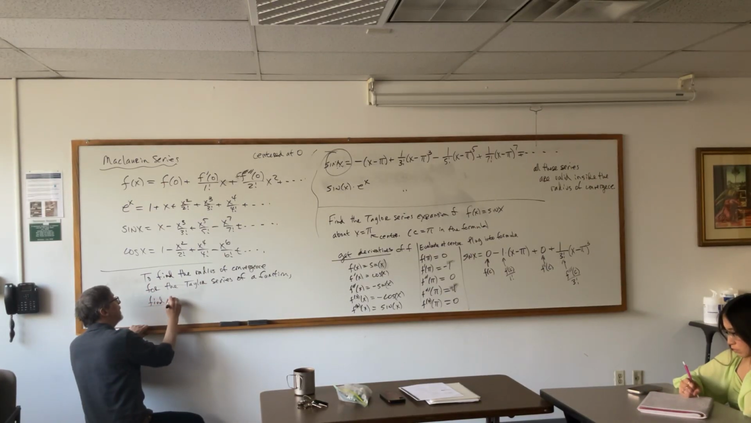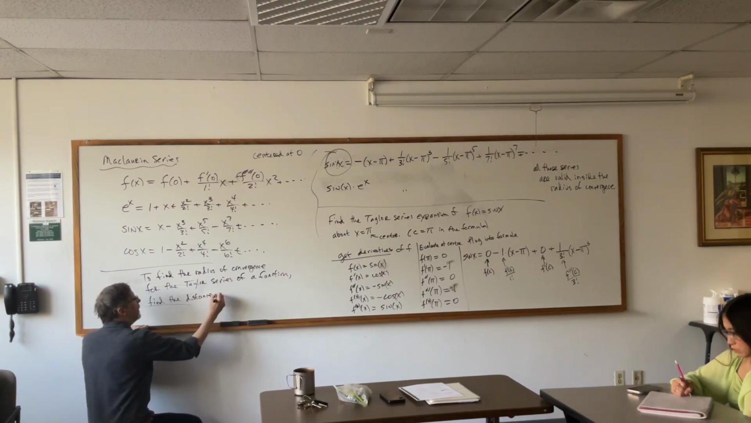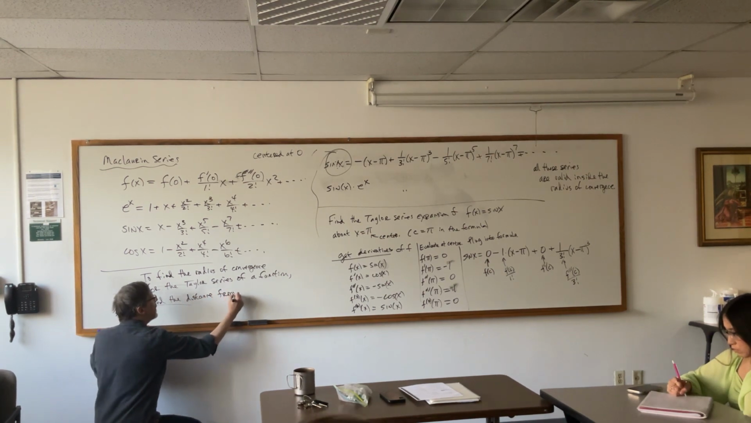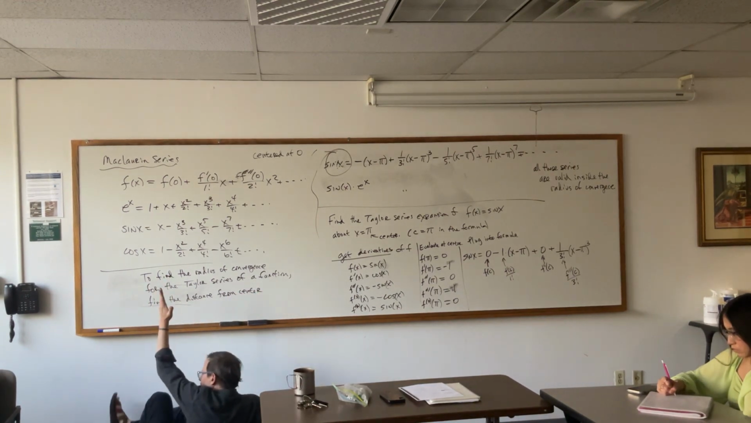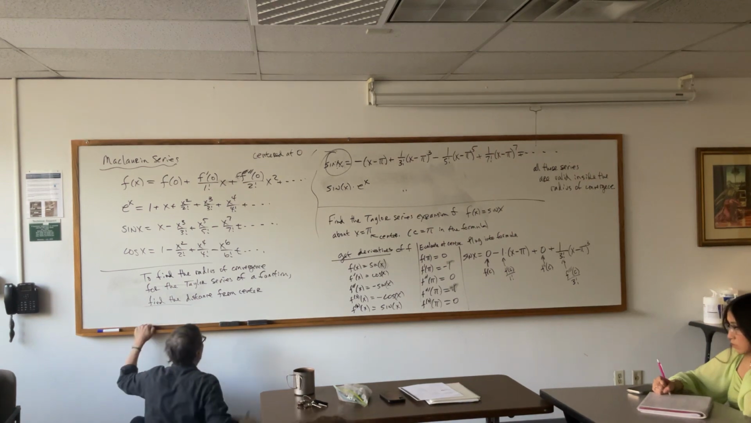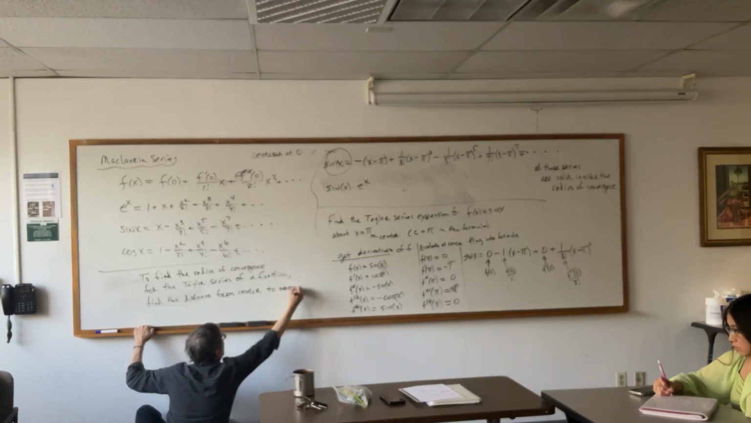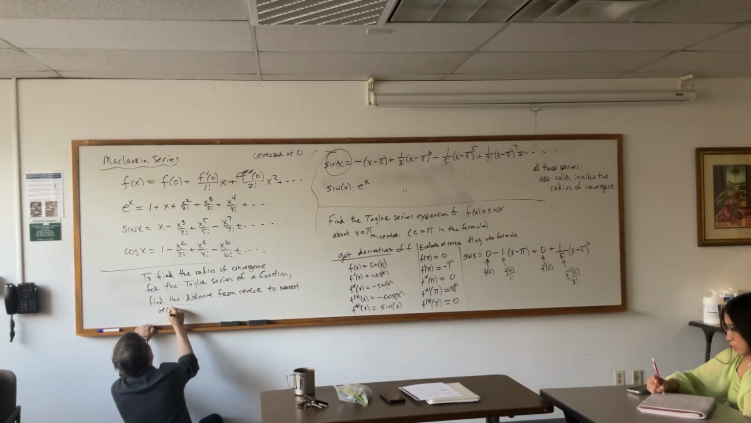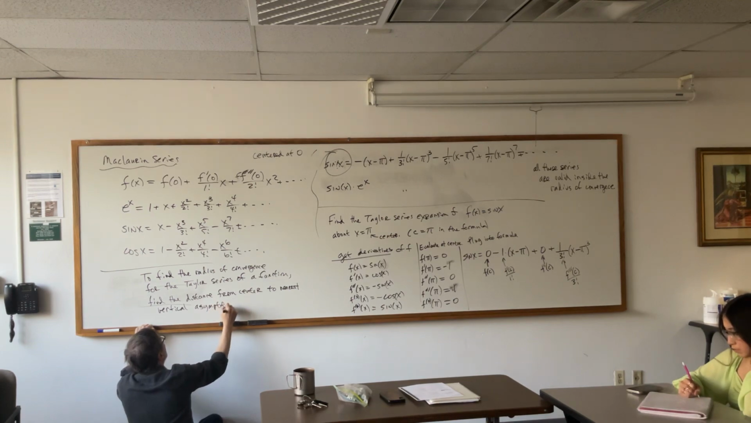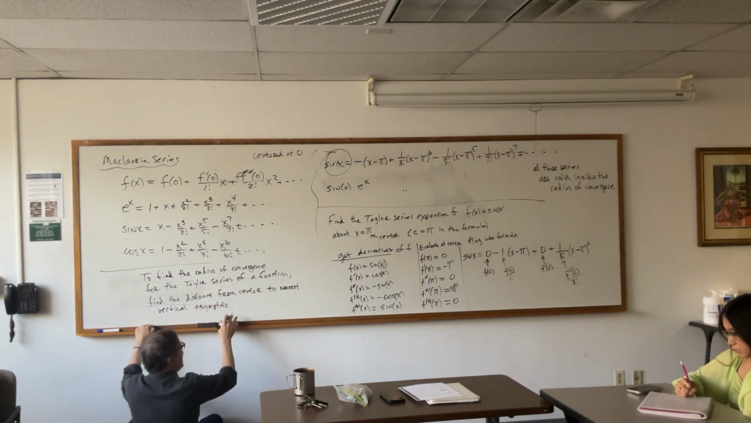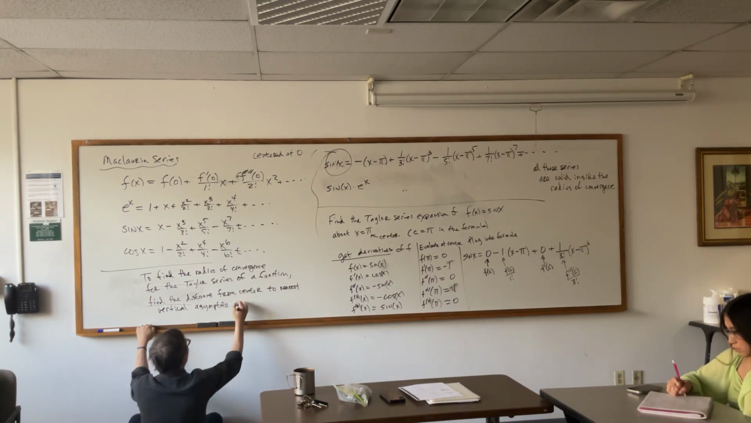Find the distance from the center to the nearest asymptote, the nearest vertical asymptote. If there's no asymptote, like there is with sine, the radius is infinite.